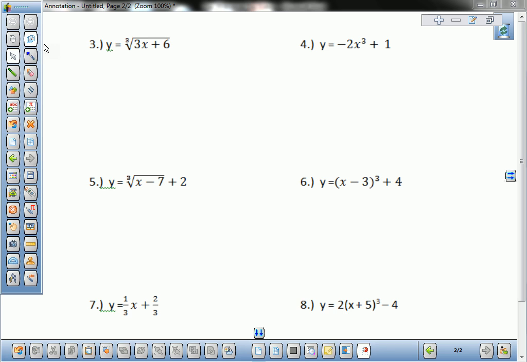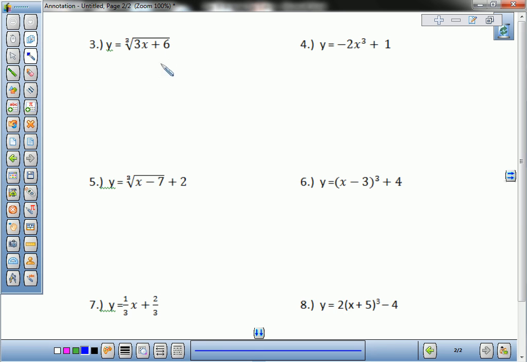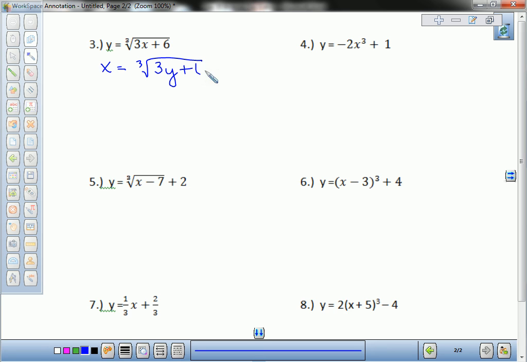Okay, so we're continuing with inverses, but we're looking at new functions today. So those same rules still apply. Step 1, switch your x and y. So y becomes x, and x becomes y. And then we just use inverse operations to undo.